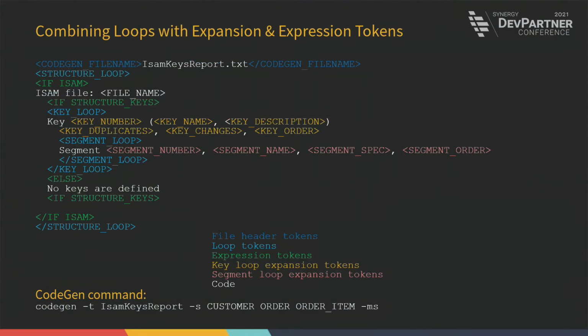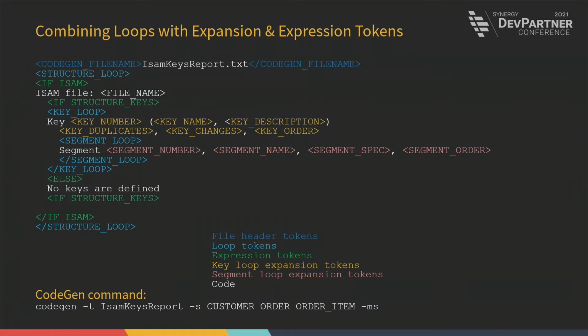You can also combine loops with expression and expansion tokens. So this is just an example showing you the hierarchy of what's going on. In this example, we're iterating through all of the structures that we're processing. You can see we're naming 3 structures at the bottom on the command line, and I've used the -ms option, so we get to use structure loop. And then I'm filtering. I'm saying only produce output if this is for an ISAM file. And then we're outputting information about the file and its keys. So we've got a key loop to iterate through all of the keys, and we output information for each key.